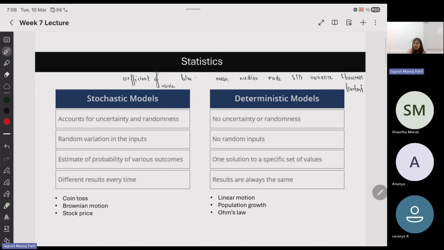These are all metrics which statisticians have come up with so that you can define the function itself. These are different metrics or parameters through which you can define your function.